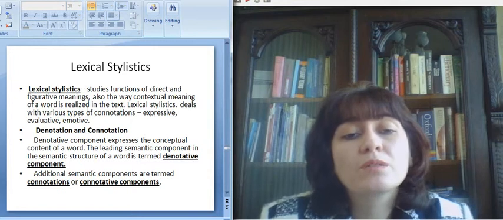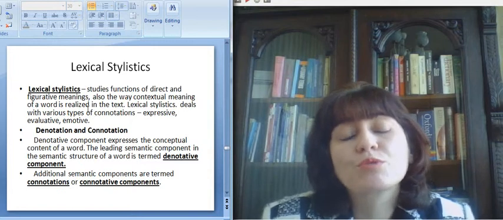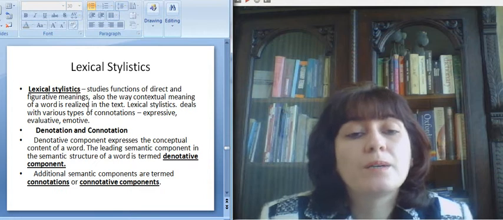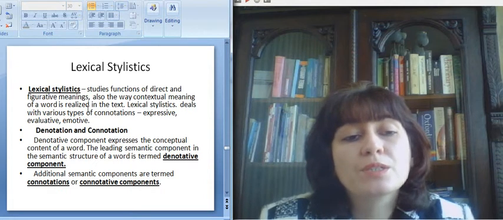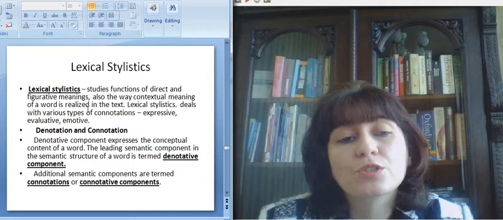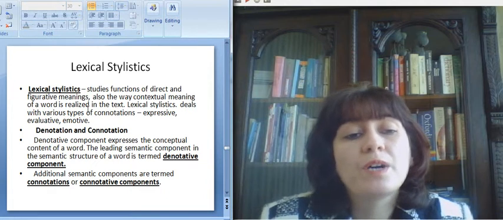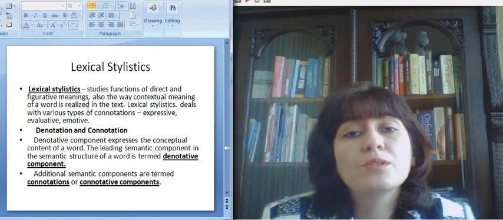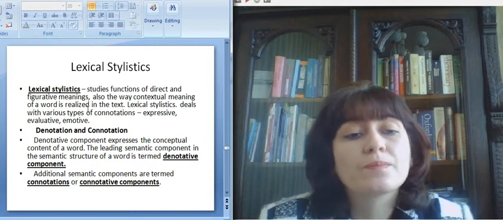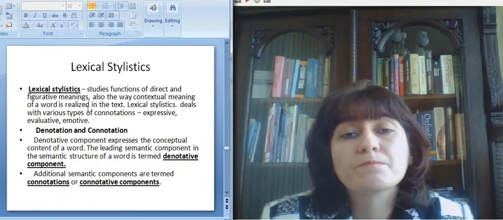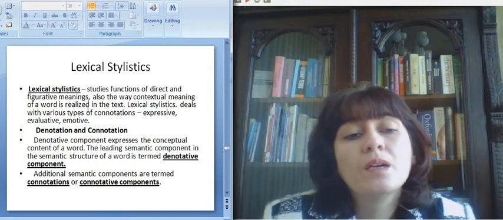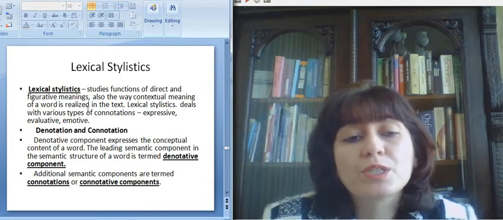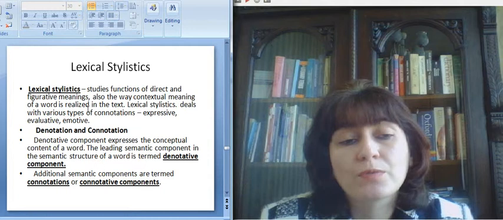Lexical stylistics studies functions of direct and figurative meanings. Also, the way contextual meaning of a word is realized in the text. Lexical stylistics deals with various types of connotations: expressive, evaluative, emotive, etc. And now let me remind you denotation and connotation, which we have already done when we were dealing with this problem in our course in lexicology.